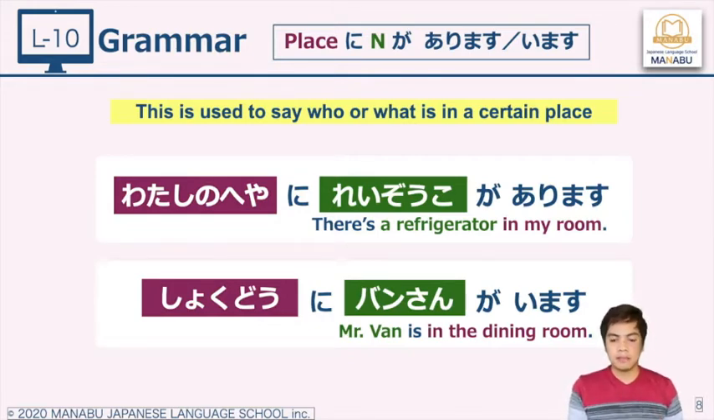Now, the example for the verb imasu, shokudo ni Ban-san ga imasu. The place of existence is shokudo, which means the dining room. Then the particle ni, and the person present in the dining room is Mr. Ban. So Ban-san, particle ga. And we will use the verb imasu because Ban-san is a person, a living thing.